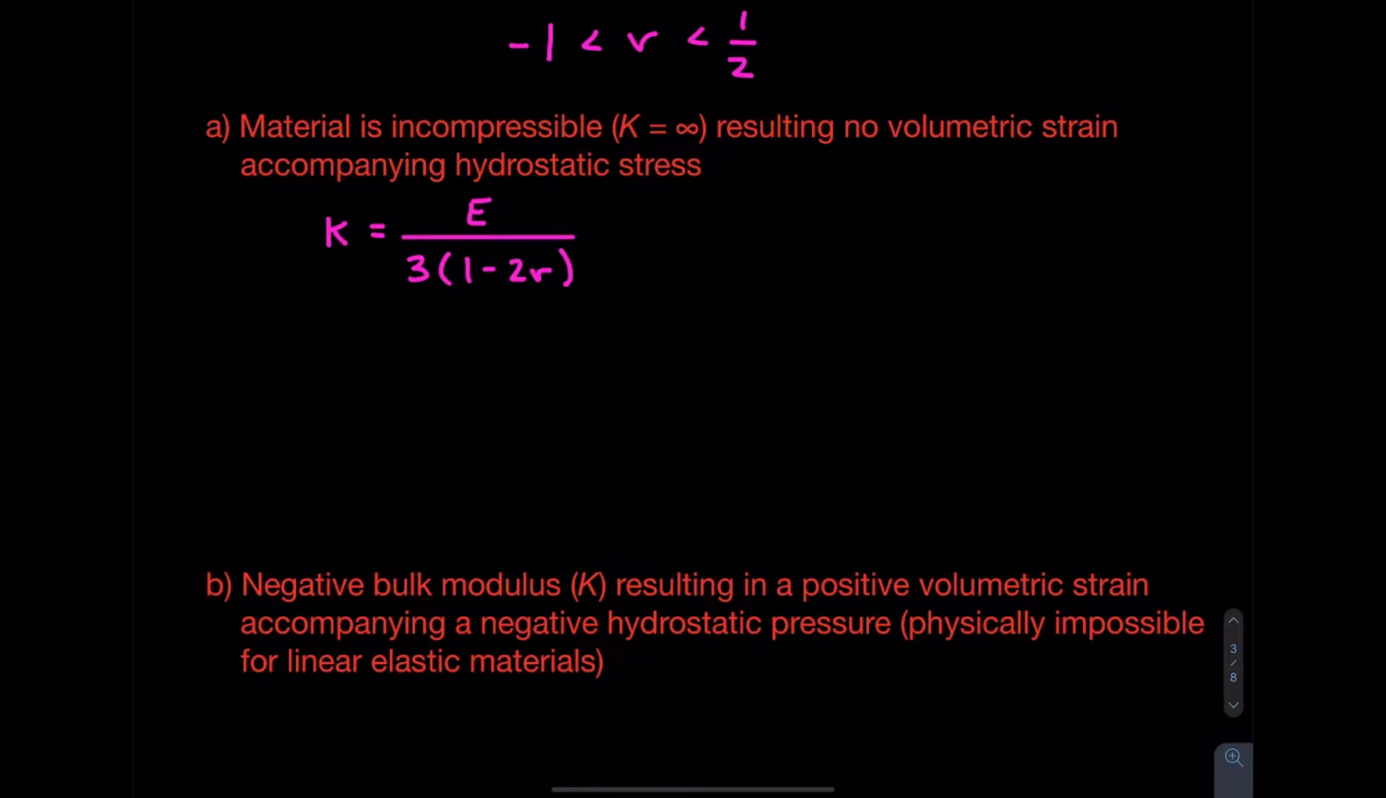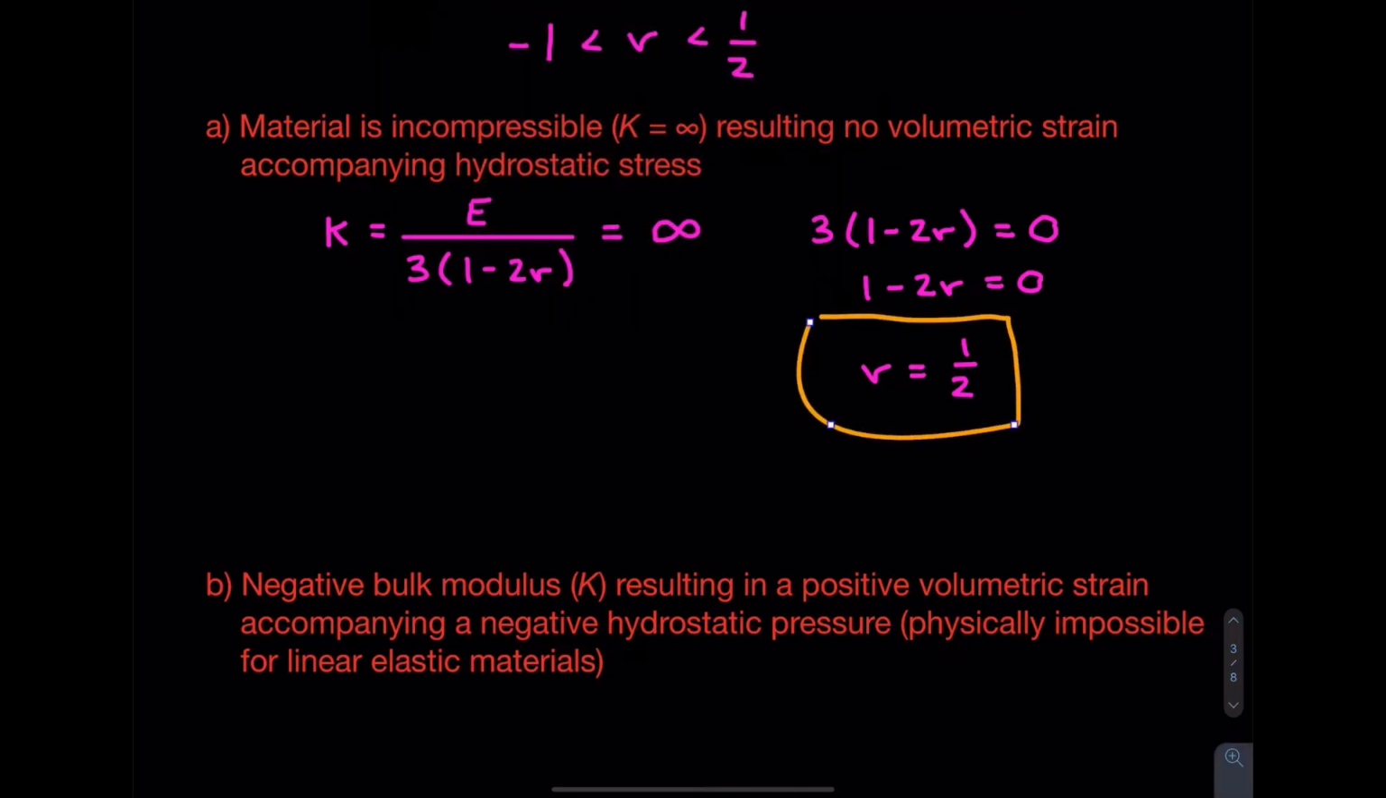I always draw the bottom first because it makes it easier to center E in the equation. We're talking about when this is equal to infinity. The only way this is equal to infinity is if we divide by 0. So 3 multiplied by (1 minus 2 times the Poisson's ratio) has to be equal to 0 for this to hold true. If I move 3 to the other side, 3 times 0 is still 0, so I have 1 minus 2v equal to 0. Rearranging, the Poisson's ratio for this case is equal to 1/2. I'll draw a little box around it so you know exactly.